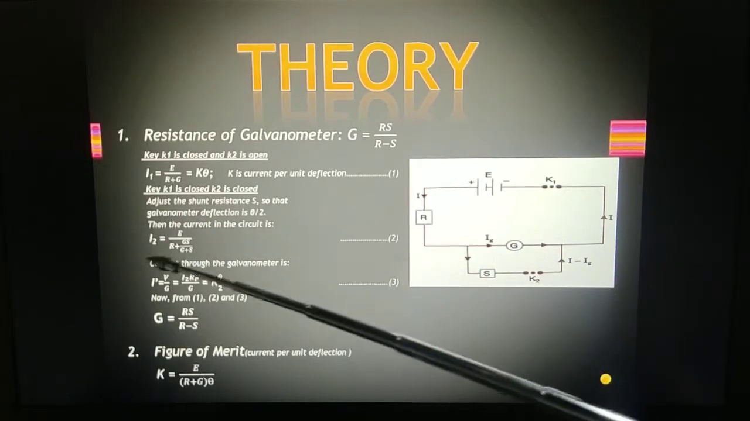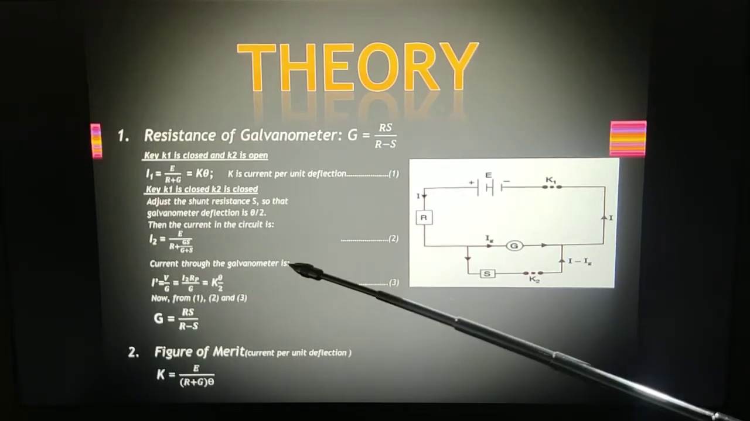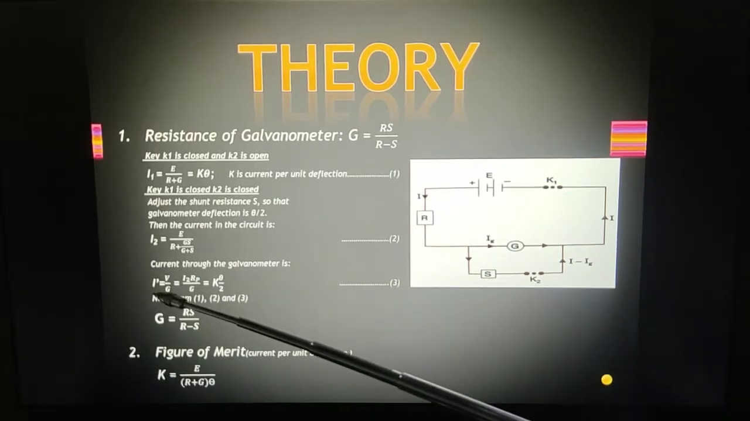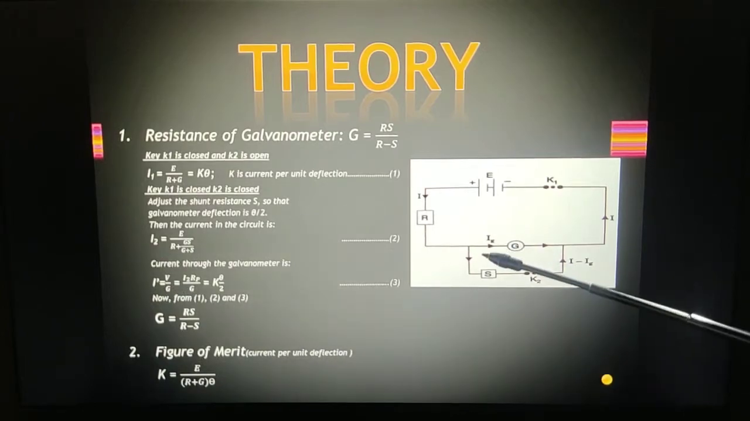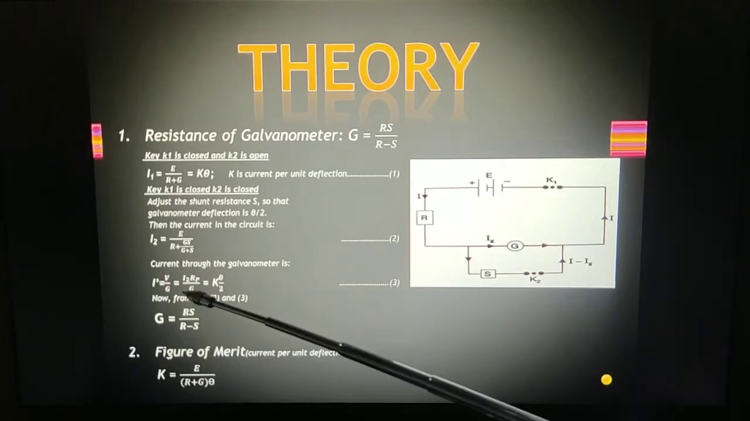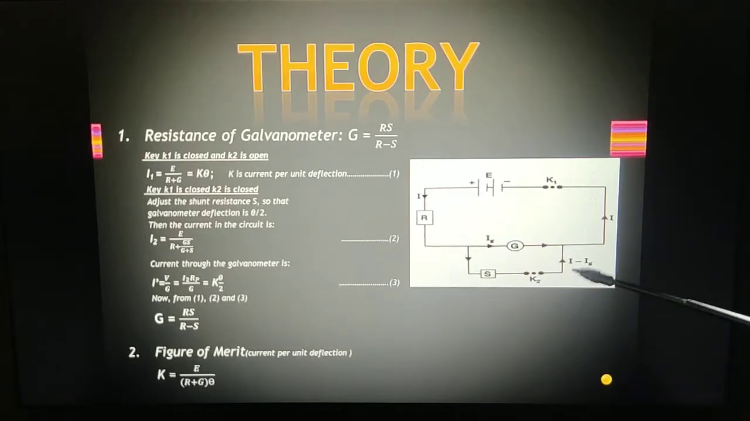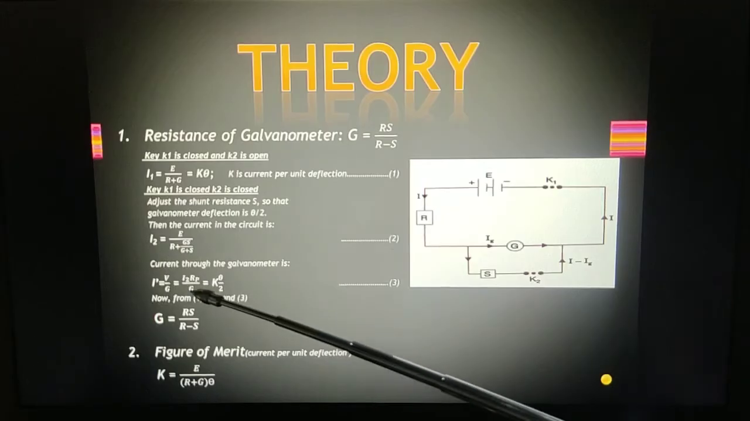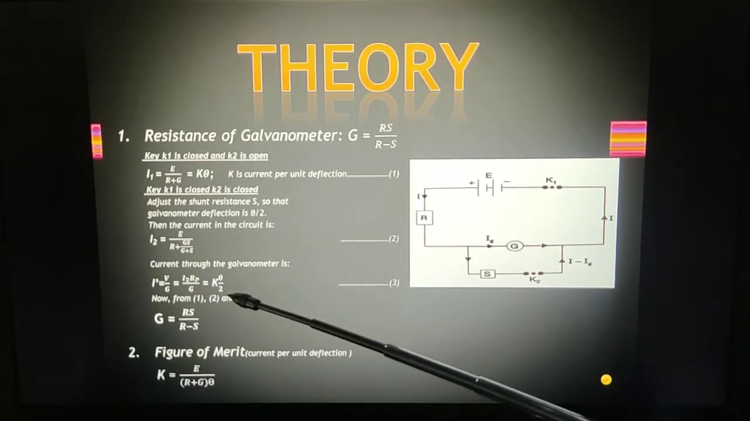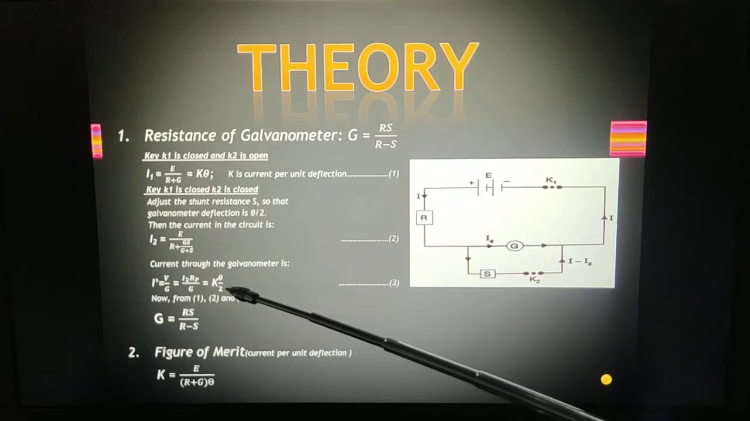This is simple Ohm's law again, and current through the galvanometer is given by I dash equal to V divided by G, where V is the potential drop across the galvanometer, which is equal to I2 RP. I2 is the current flowing through this combination, and RP is the parallel combination of G and S, divided by G again, which is equal to K theta by 2. This is as per the principle of working of the galvanometer.